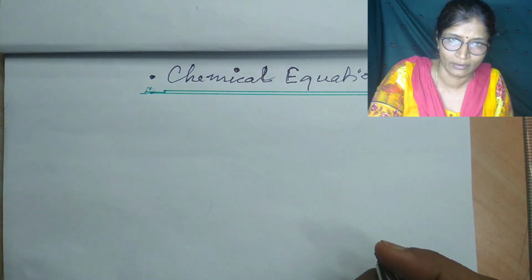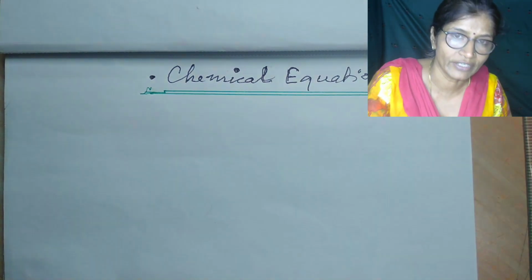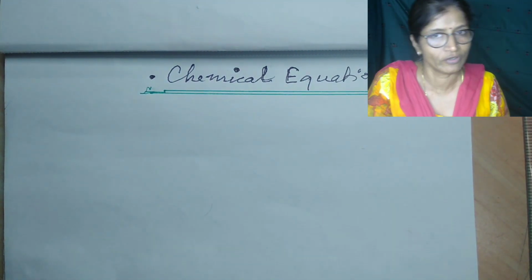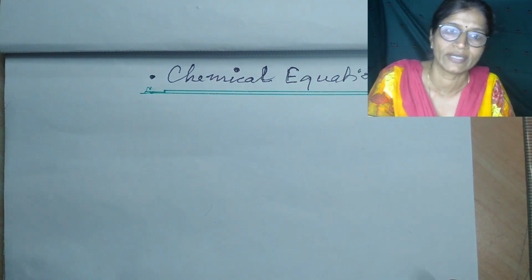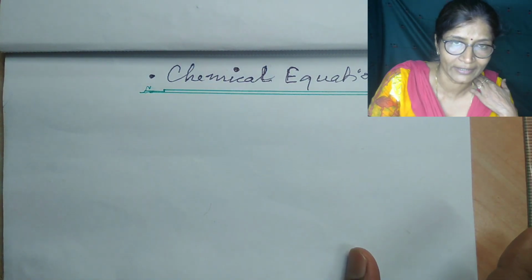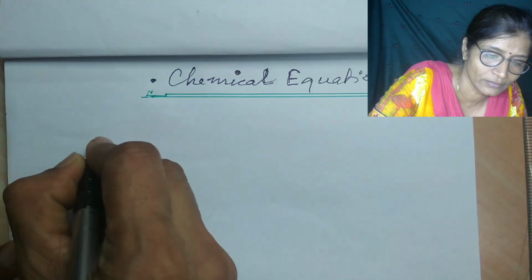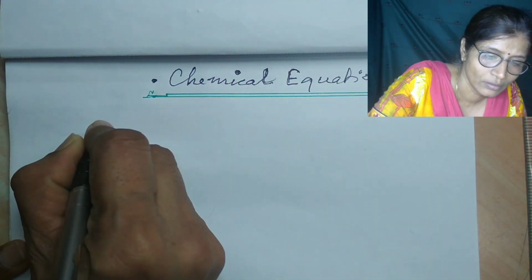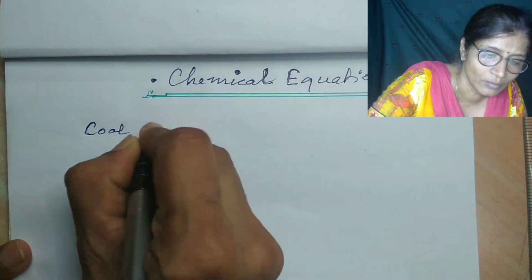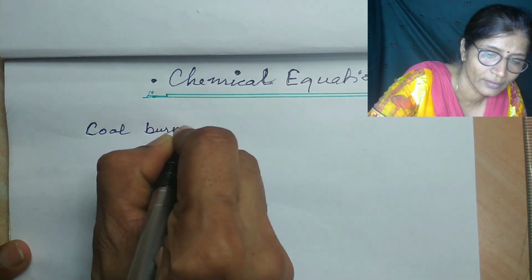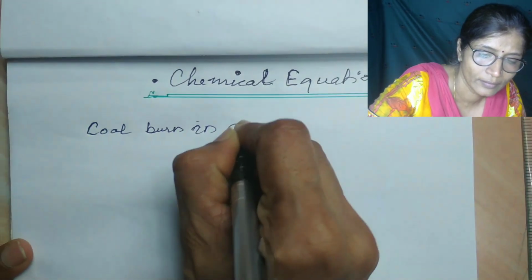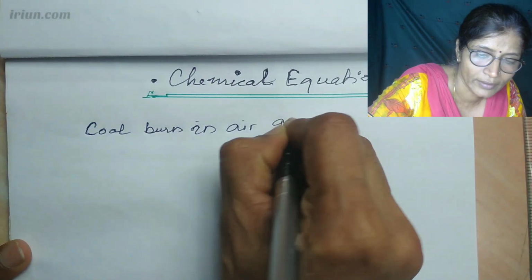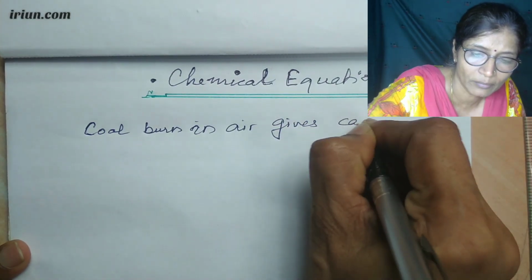For example, carbon burns in air and gives carbon dioxide and water vapor. We know that when coal is burnt in air, it forms carbon dioxide. So how will I write it in equation form? Carbon, coal, burns in air, gives carbon dioxide.